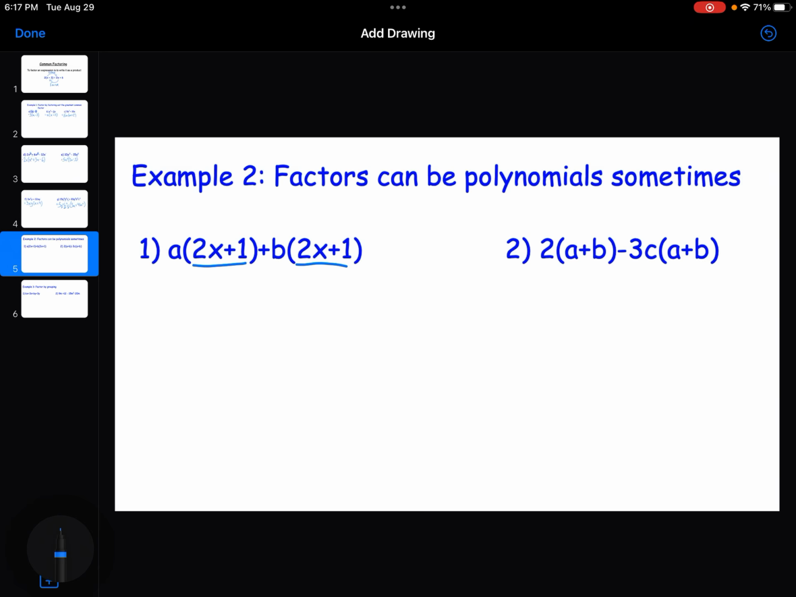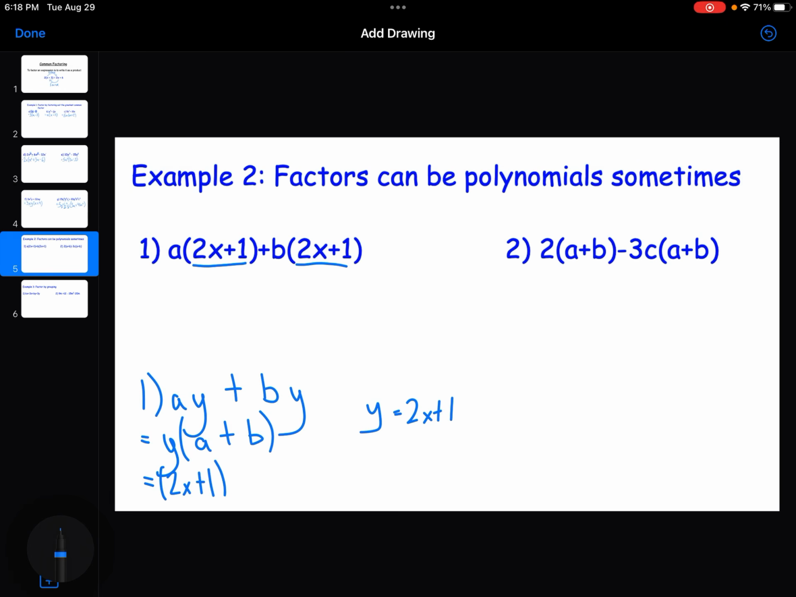I'll rewrite this question kind of down here. I'll write ay plus by. Well, if I did a common factor there, it would be y, and then we'd get a plus b. Well, what if I told you later that y was equal to 2x plus 1? Well, then all we would do is rewrite 2x plus 1 and then a plus b.